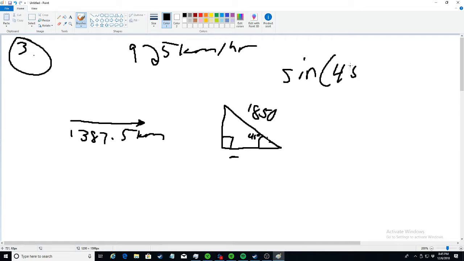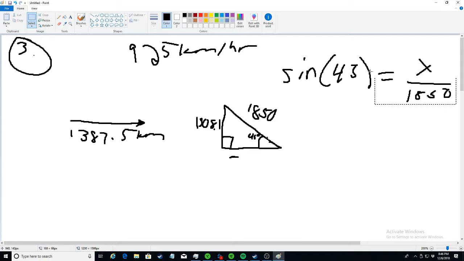Sine 45 is going to equal our opposite over our hypotenuse. And we end up doing the math here, multiplying the sine function by 1850. To get the opposite side, we're going to be getting 1308.1. Now, an interesting thing was brought up to me in class, as I did not think about this at all.